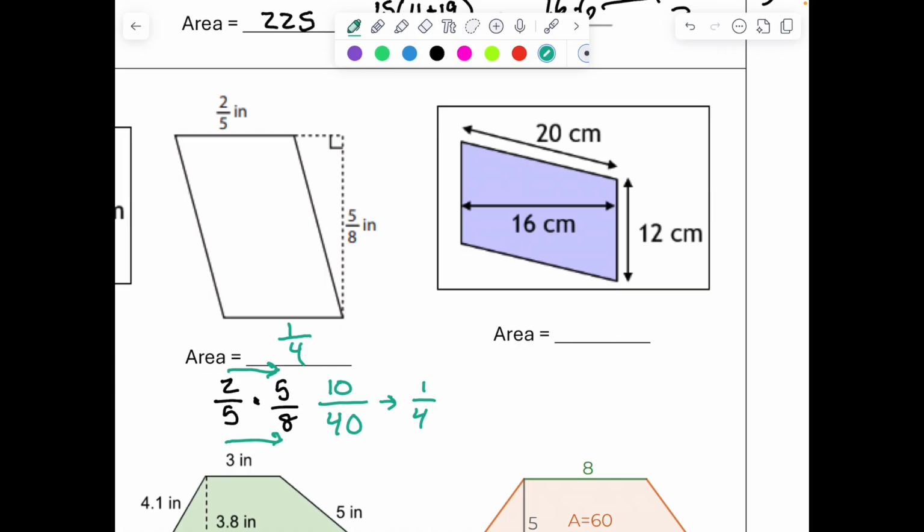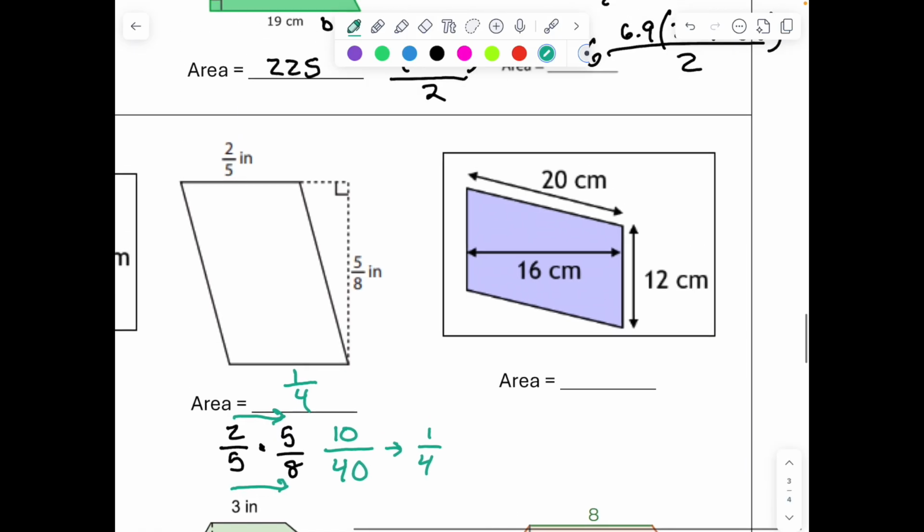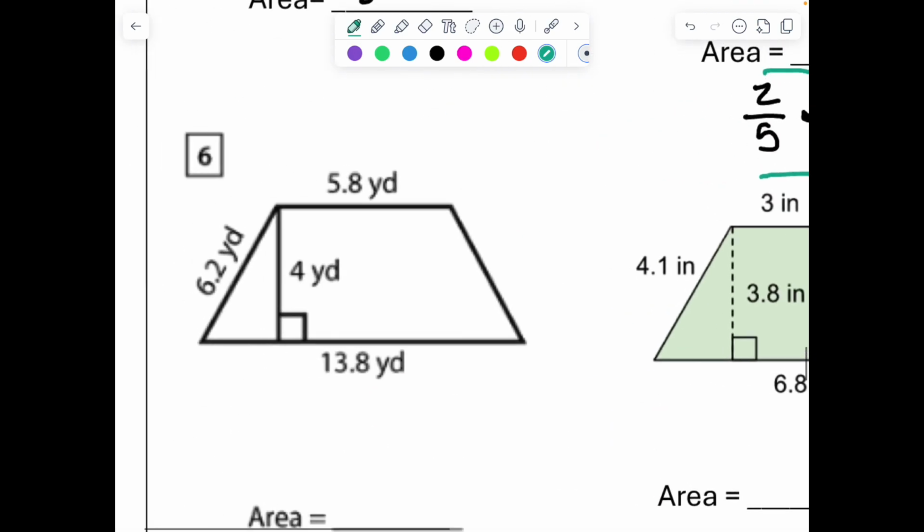All right, and then let's see. Base times height. Okay, I see. Not super obvious, but this 16 is perpendicular with the base of 12. So 12 times 16 is going to get us 192.